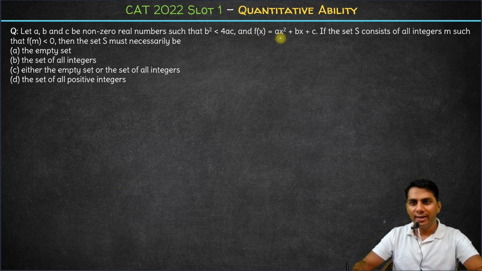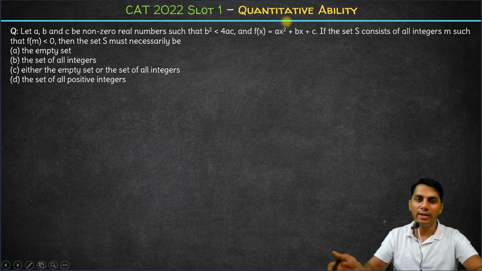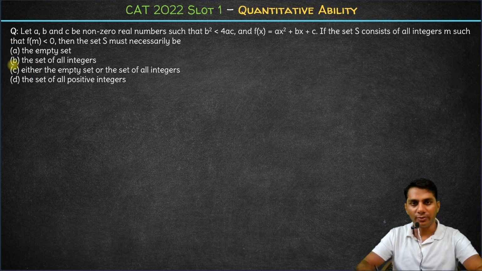And f of x is ax square plus bx plus c, a very standard quadratic function. Now if the set S consists of all the integers m such that f of m is less than 0, as in the value of this quadratic should be less than 0, S consists of all values of m for which this is less than 0, then the set S must necessarily be which of these four options.